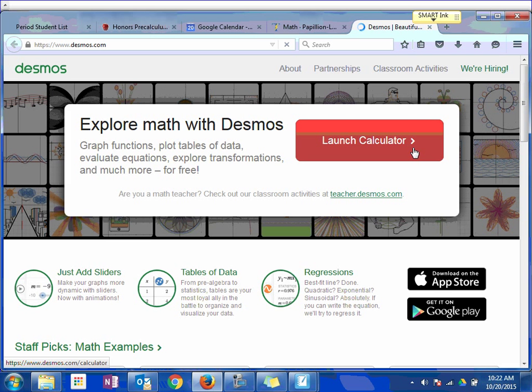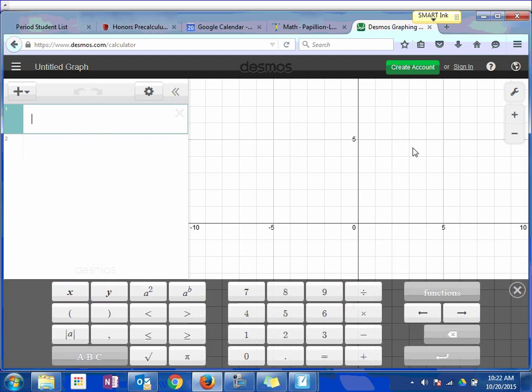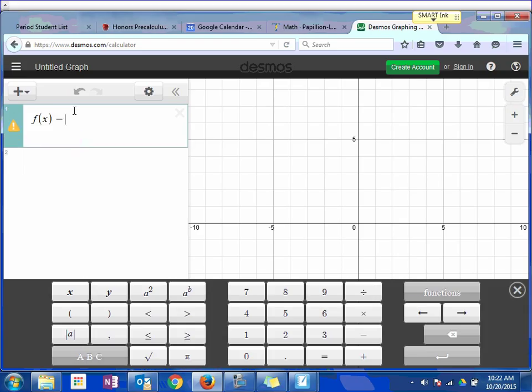So if you go to desmos.com on the internet, you get to this website and you have to launch the calculator. But if you have it on your smartphone or your iPad or something, it'll have a little bit different interface. But there's this sidebar where you can plug in your functions. So we're going to do f of x equals.